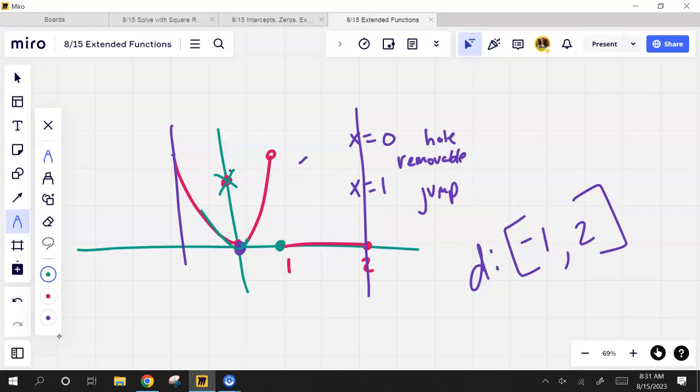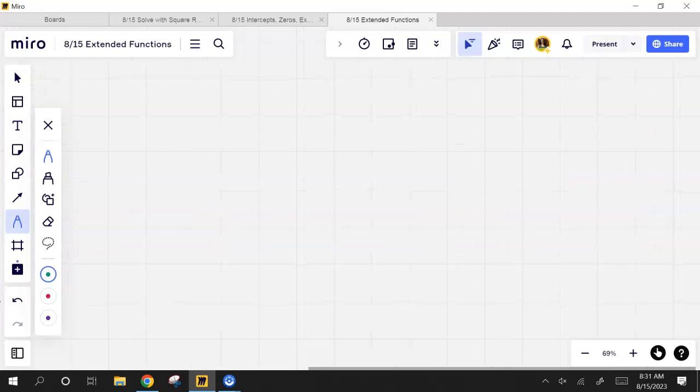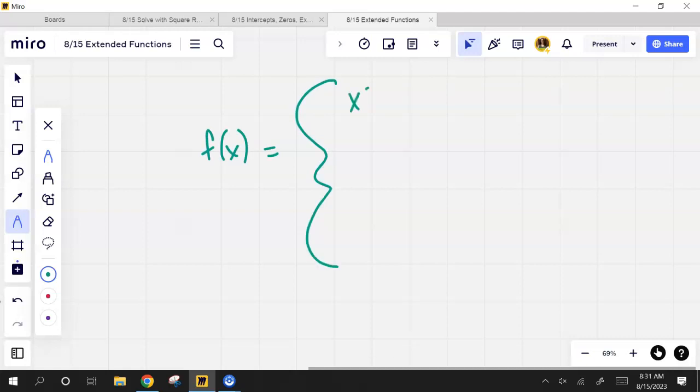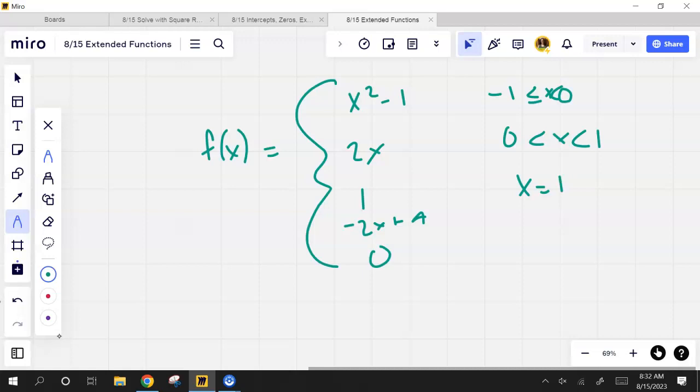Yes, Robert. What value should be assigned to f of 2 to make the extended function continuous at 2? What am I referencing? Use the function defined here: x squared minus 1, 2x, 1, negative 2x plus 4, and 0. This is between negative 1 and 0. This is from 0 to 1. This is when x equals 1. This is between 1 and 2. And this is between 2 and 3.